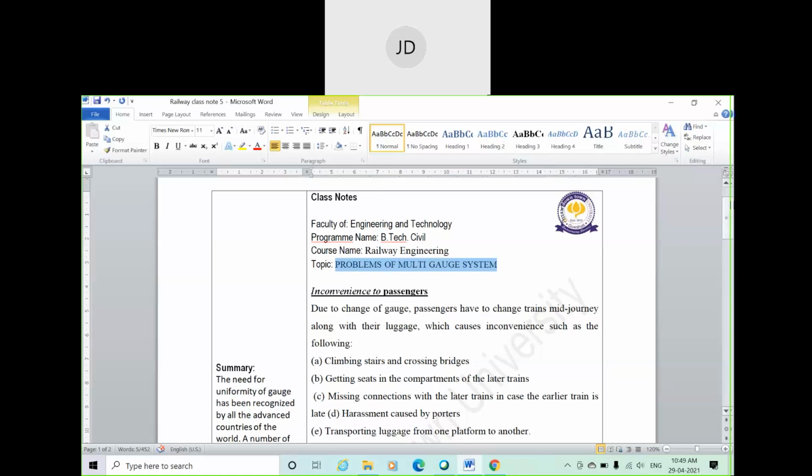Now to reach your destination, you have to change your train, because the train from Kolkata to the southern part of India is on broad gauge. I'm giving you just an example. That means you have to shift your luggage, come out of the first train, and enter the second train again. You have to book your ticket again, like that. So it is a little bit of inconvenience for passengers. So these things are elaborated here.